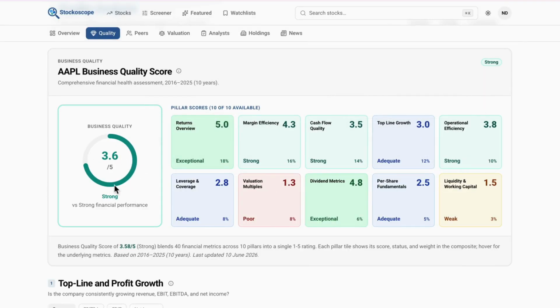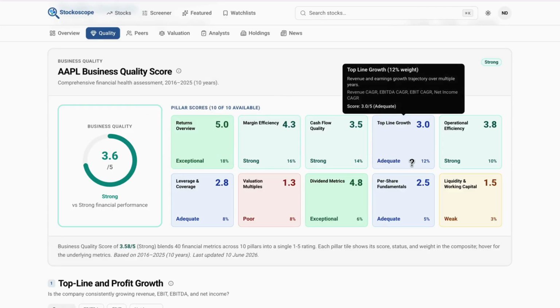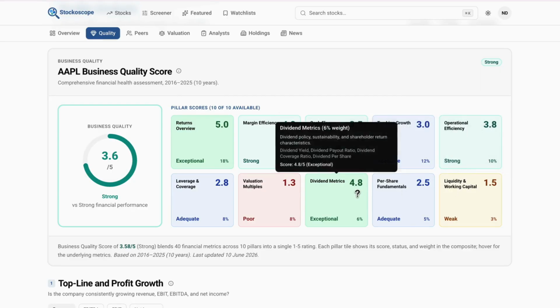This composite rating summarizes performance across all 10 pillars on a scale of 1 to 5. A score above 4 typically indicates strong fundamentals, while anything below 3 may signal areas that need attention. Next to the overall score, you can see how each individual pillar contributes to the rating.